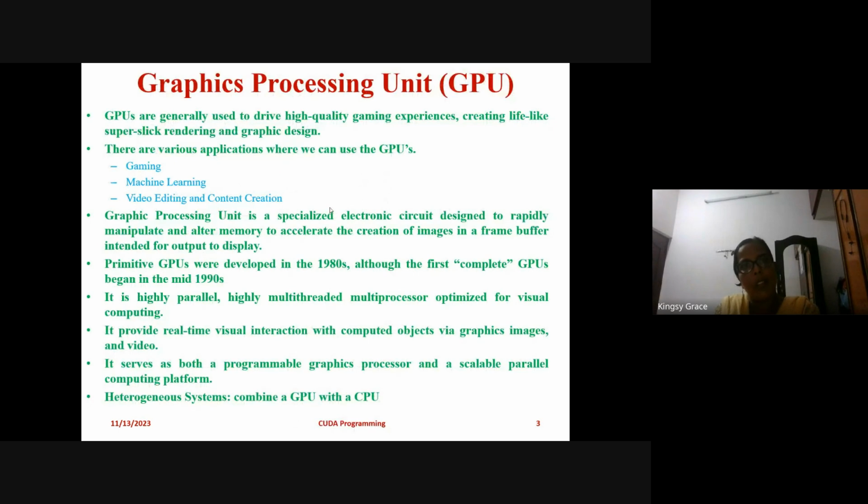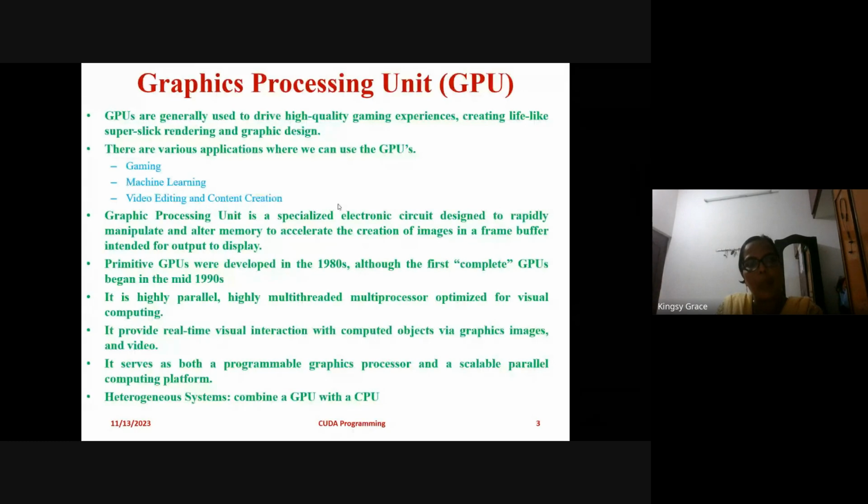So already we know that GPU is a graphics processing unit. In the initial days, GPUs were used mainly for gaming, and nowadays they are used for machine learning, video editing, and content creation. GPUs provide high quality gaming experiences, creating lifelike, super slick rendering and graphic design. It is a specialized electronic circuit, usually used for accelerating videos and creating video applications.